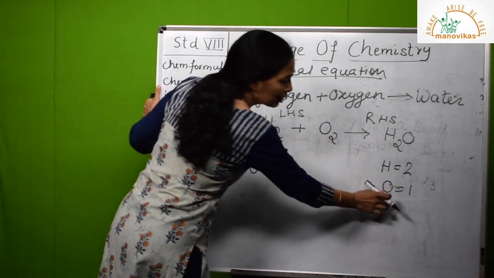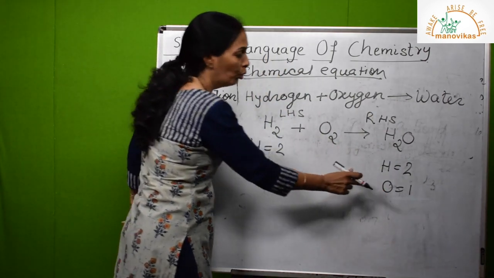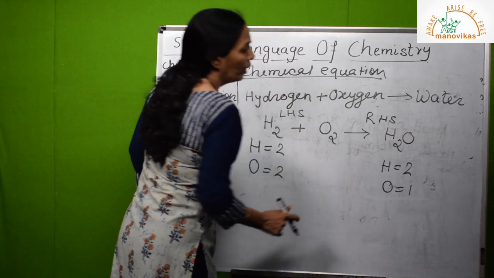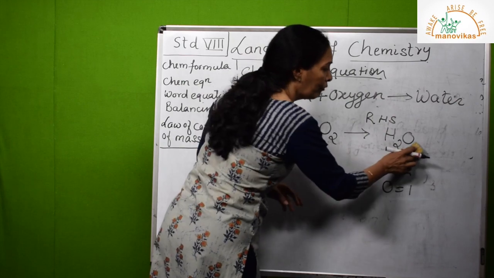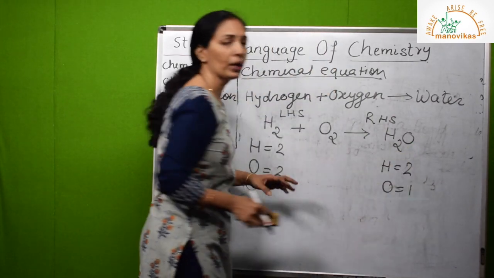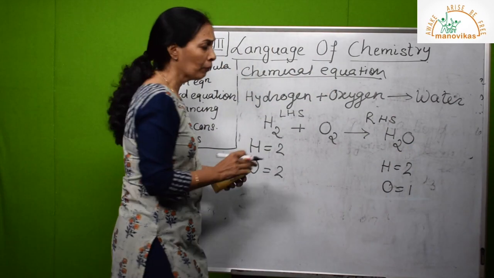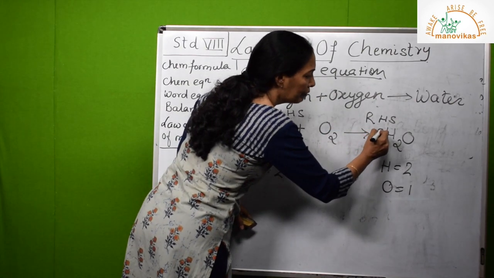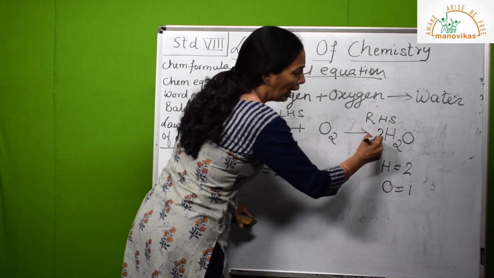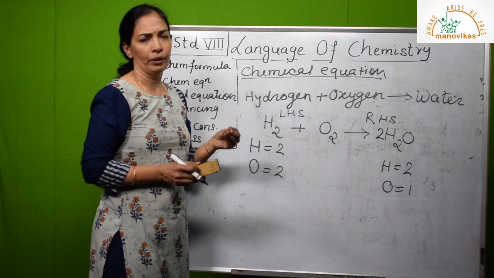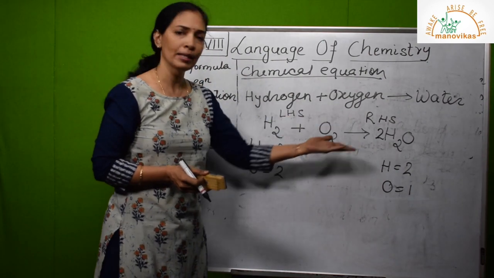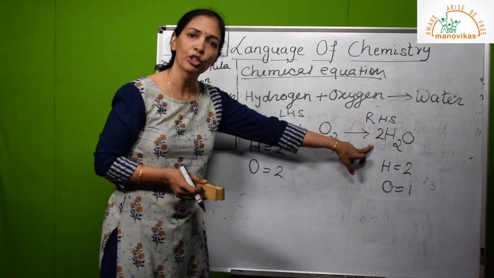How can you make it? Do you have to make it also 2? How can you make it 2? To make it 2, you cannot write any number over here. A formula is fixed. You cannot put a subscript over there. Okay? You can add a number in front of the molecule and always start with the smallest number. You cannot write 1 because nothing is there, means already 1 is there. So we will start with 2.